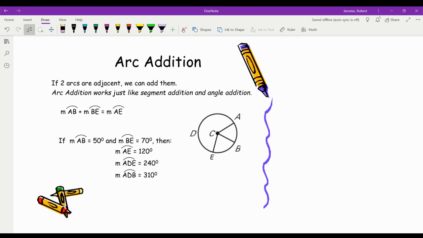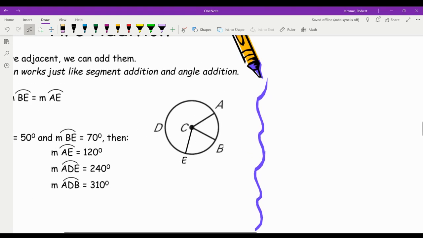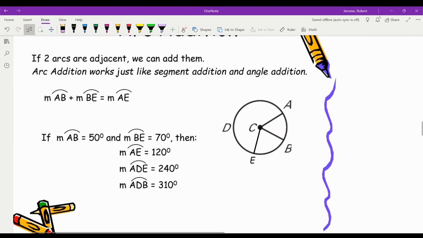Well, once we have measurements for arcs, we can do arc addition. Just like we can do segment addition and angle addition, we can also do arc addition. If two arcs are next to each other, one just continues into the other, then if we know their measurements, we can add them. So for example, in this picture, let's see what we're given. Arc AB is 50 degrees. BE is 70 degrees.